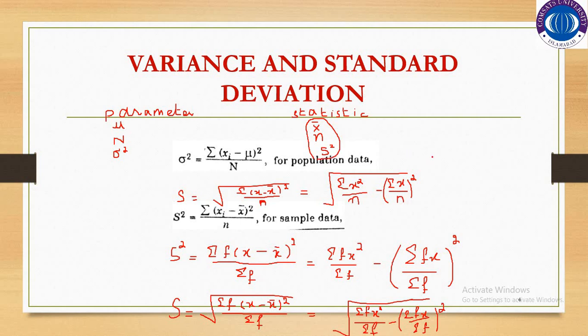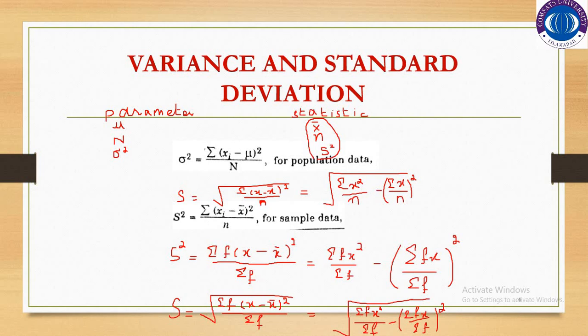for the calculation. And S square is equal to summation (X minus X bar) whole square over n. This could be written as summation X square over n minus (summation X over n) whole square. So this is the other way to write this formula. Both will give us the same result. So this is the group and ungroup formula for the calculation of the variance and standard deviation.